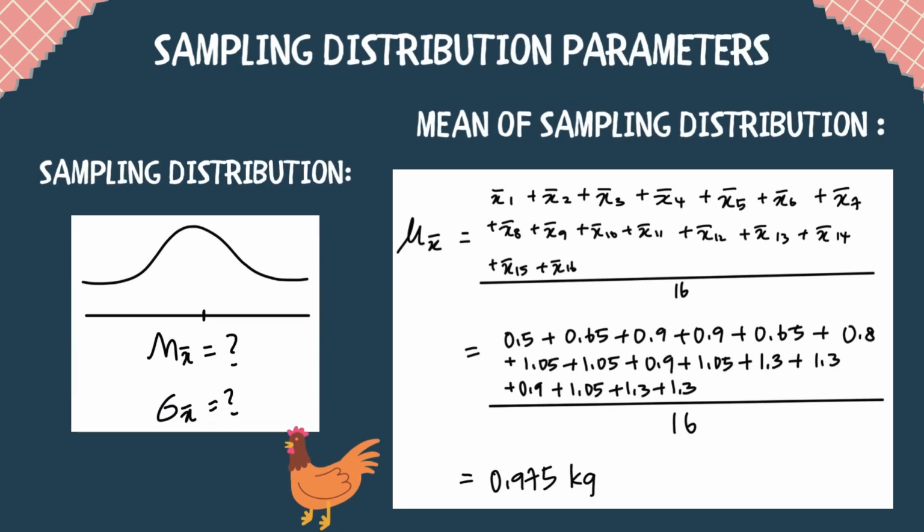Next, we have to calculate the sampling distribution parameters. As you can see from the left hand side, there is a curve for the sampling distribution. We have to find the mean and also the variance for the sampling distribution. On the right hand side, this is the formula to calculate the mean of the sampling distribution. We put all the numbers in and divide by 16. In the result, we get 0.975, which is the same as the population mean.